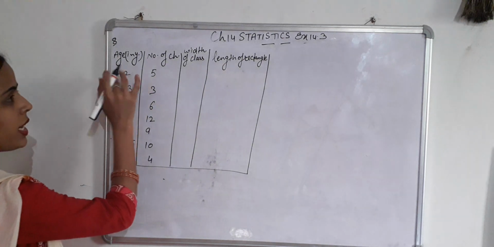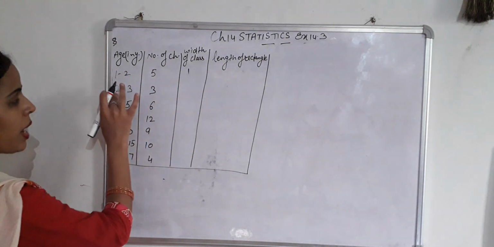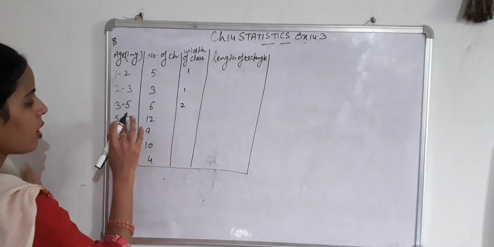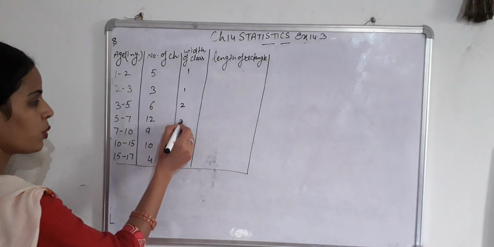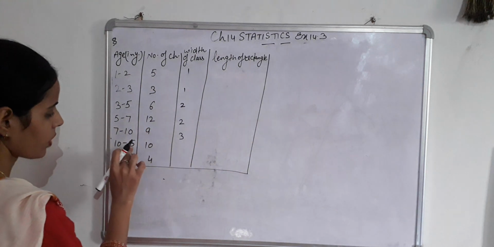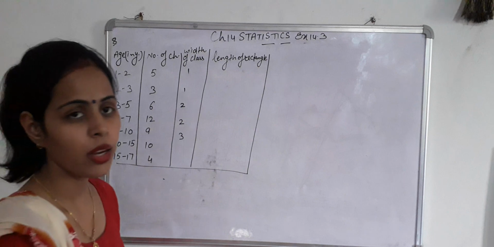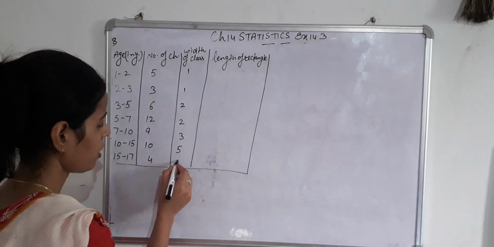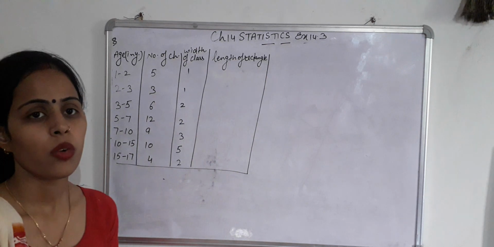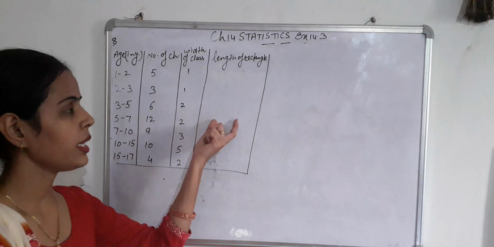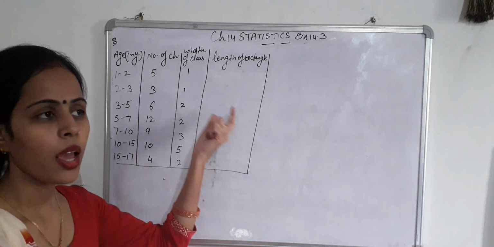Class width: 2 minus 1, 1. 3 minus 2, 1. 5 minus 3, 2. 7 minus 5, 2. 10 minus 7, 3. 15 minus 10, 5. 17 minus 15, 2. With the help of this class width and frequency, find the length of the rectangle before drawing the histogram.